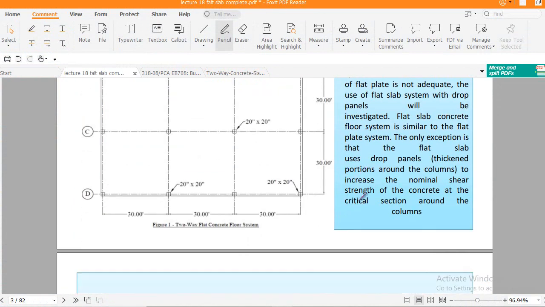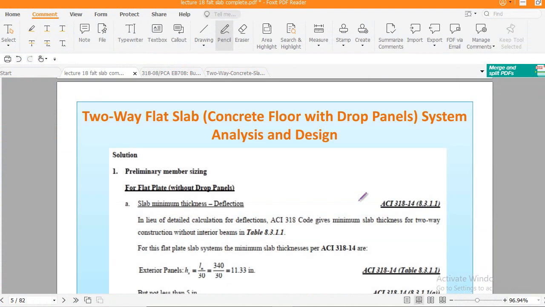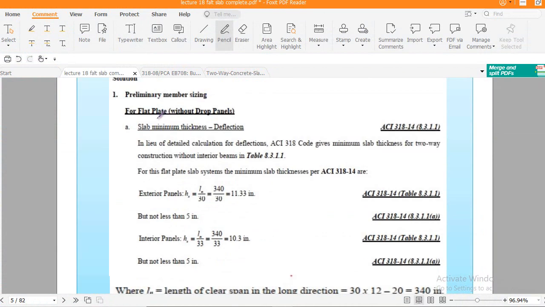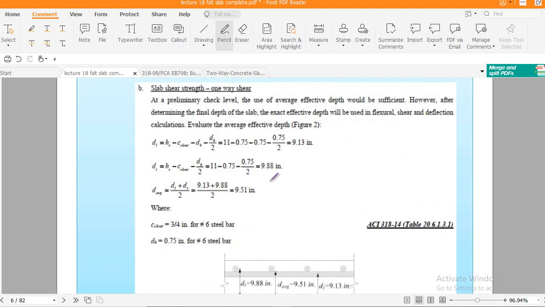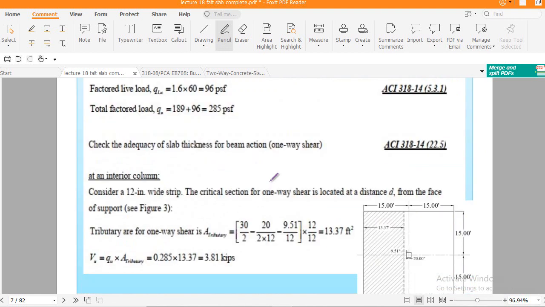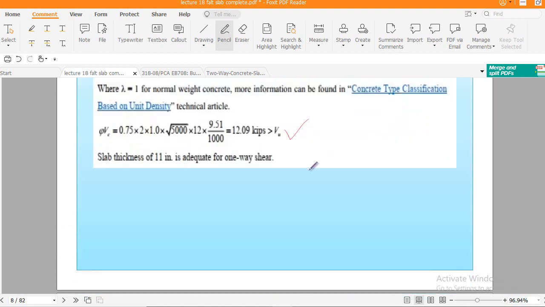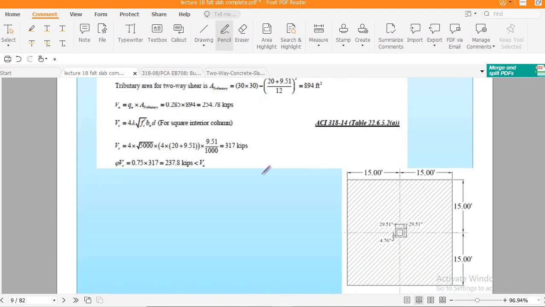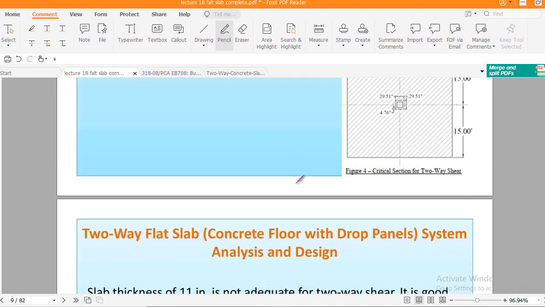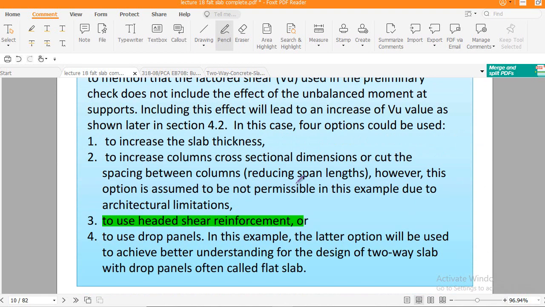We covered how to design a flat slab system. We tried it without a drop panel, and the slab system failed. Although it passed in the beam shear check, it failed in the punching shear, as you see here. Then we looked at the different options, and those options are as under.